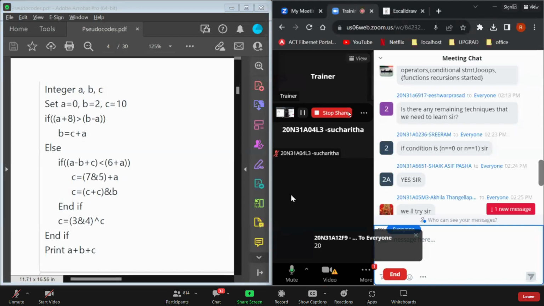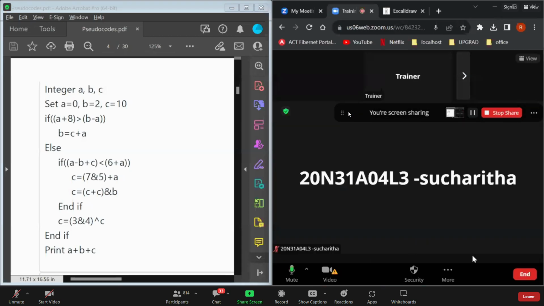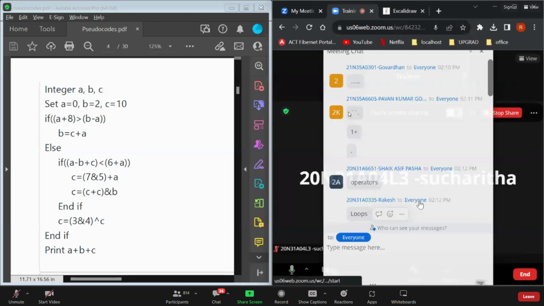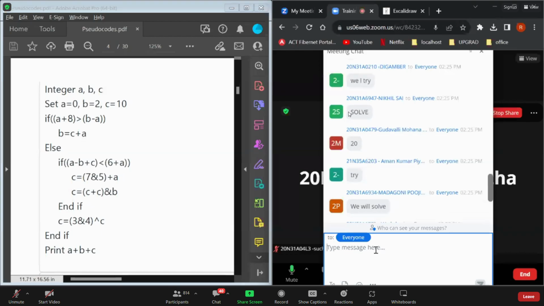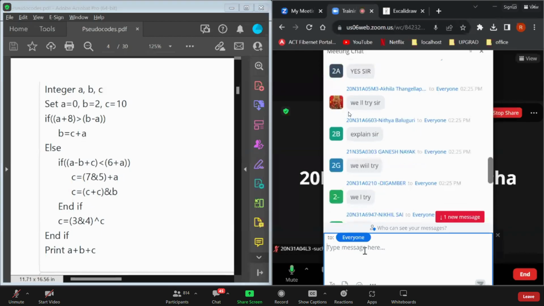Fine. Try this problem. Take 2 minutes, not more than that. Put your answers in the chat. Okay, let's see who answers first. Oh, wonderful. 20. Okay, we'll wait for everybody to try. Okay, so continue.